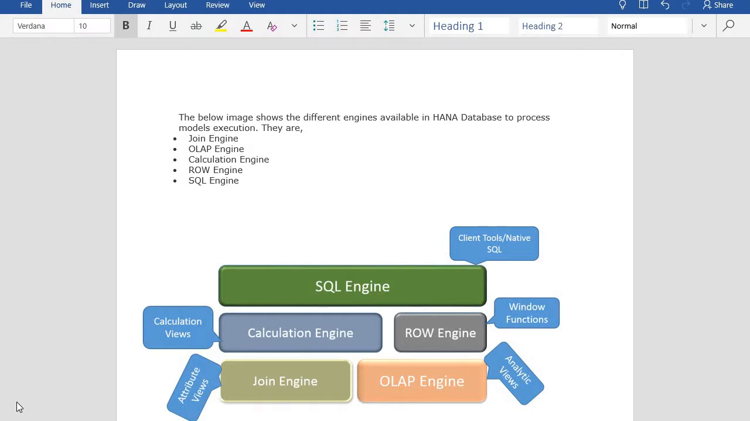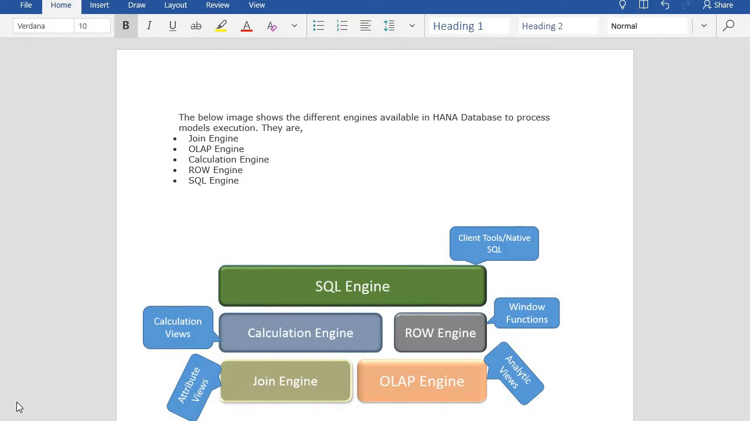See, the first is the join engine. It's basically used when some tables are joined. Okay, so if I am joining two tables, at that moment of time, join engine will be used, and it's for attribute views.